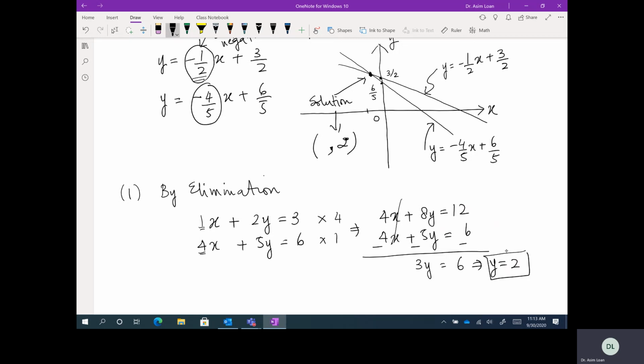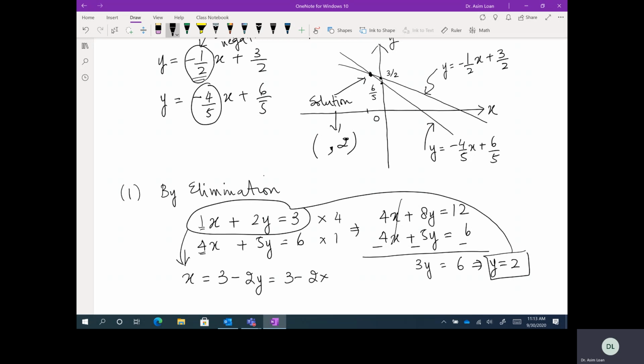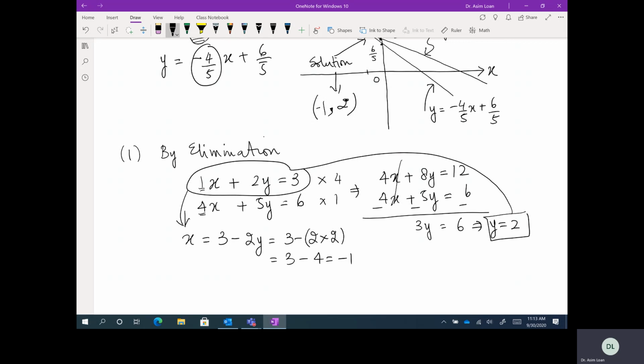If I substitute y equals 2 in either of these equations, I'll get x equals 3 minus 2y, which is 3 minus 2 into 2, which is 3 minus 4, which is equal to minus 1. So my solution is minus 1, comma 2. So x equals minus 1. These are my two solutions, minus 1 and 2, which from the graph appear to be correct.